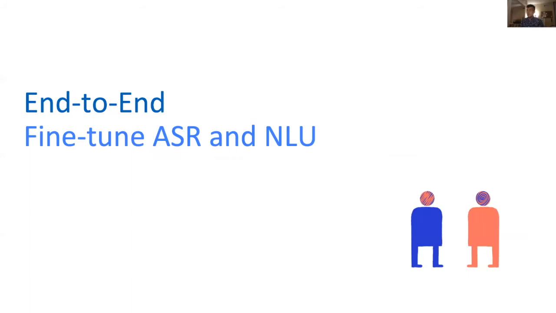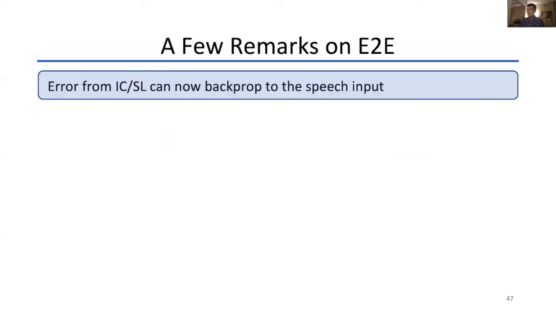Now I'm going to proceed to our end-to-end model proposed in our paper. The main benefit of end-to-end training is that now the error from the semantic side can backprop all the way through to the speech input.